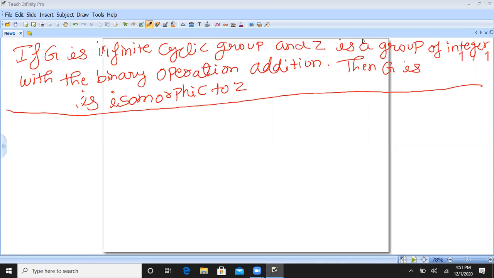So, good afternoon. The next part is continued here, for our next theorem, Theorem 47.